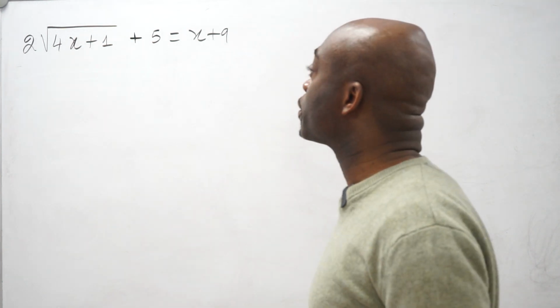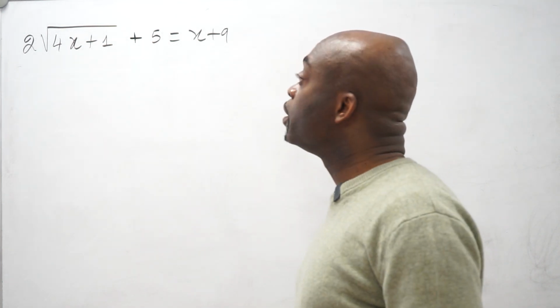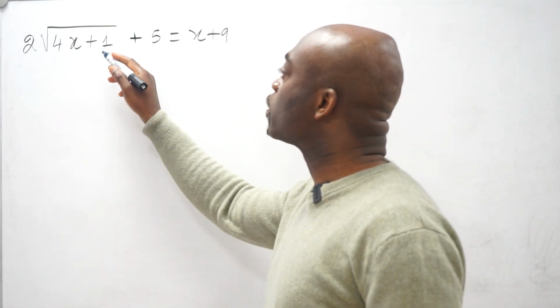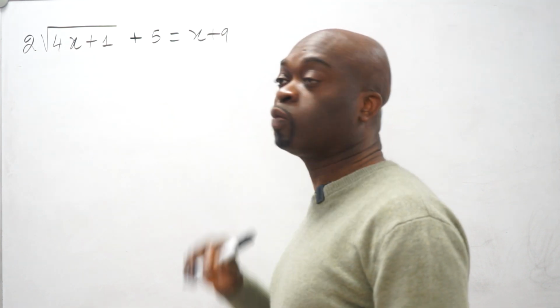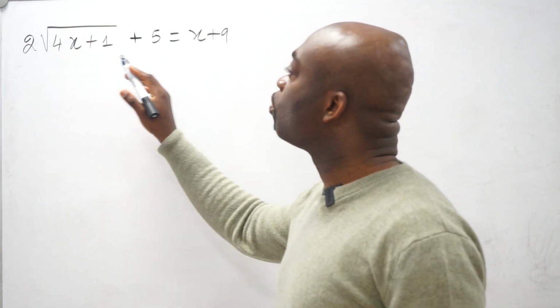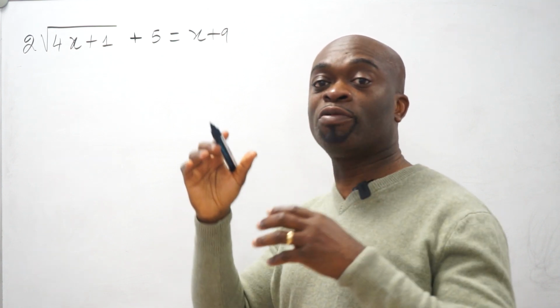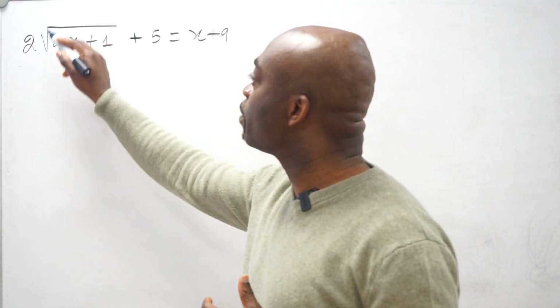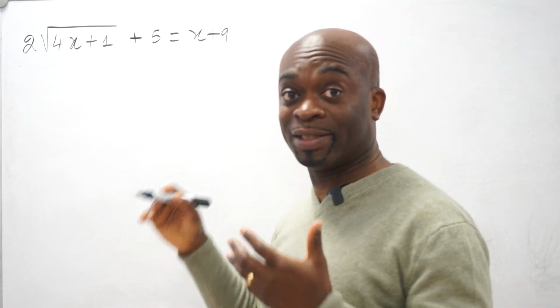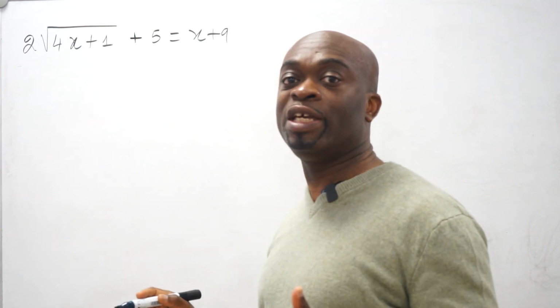Solving a radical equation over here, right? So we have 2 times the square root of 4x plus 1, plus 5, equals x plus 9. What we're trying to do here is leave the radical expression alone. That means we want to leave the radical expression by itself on the left side of the equal sign.